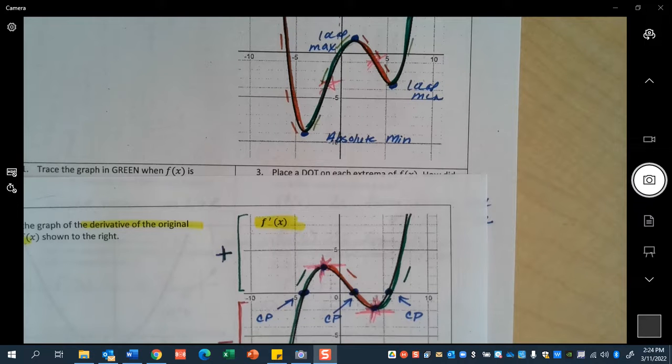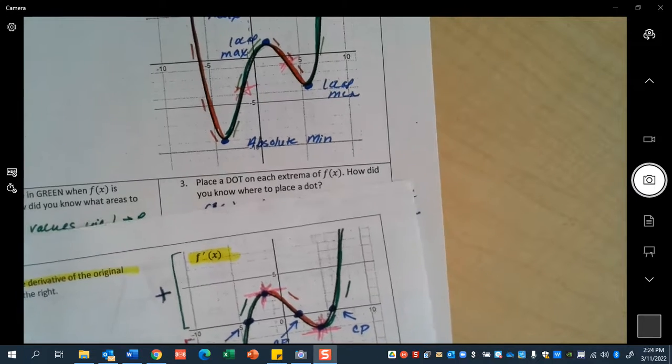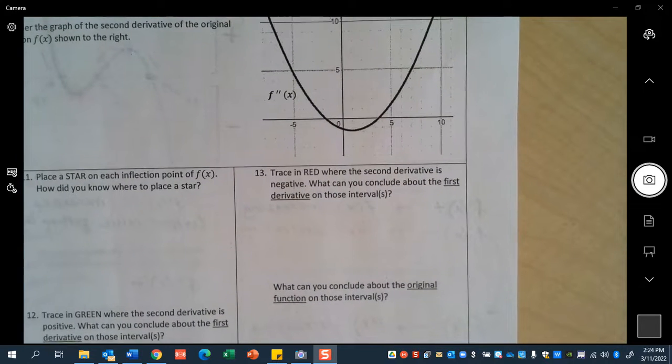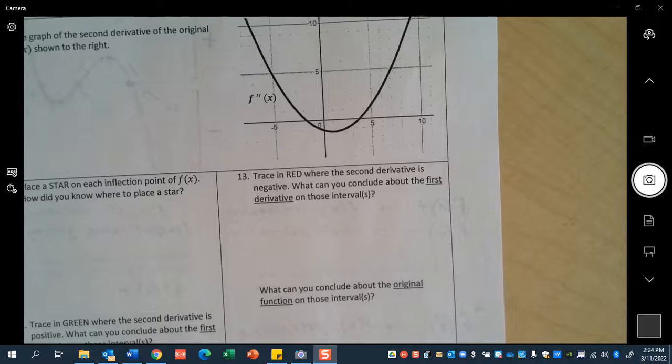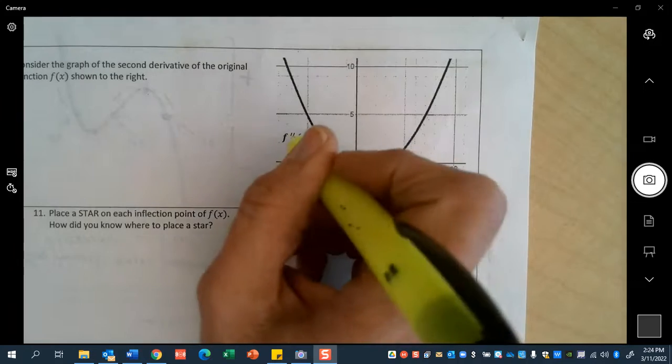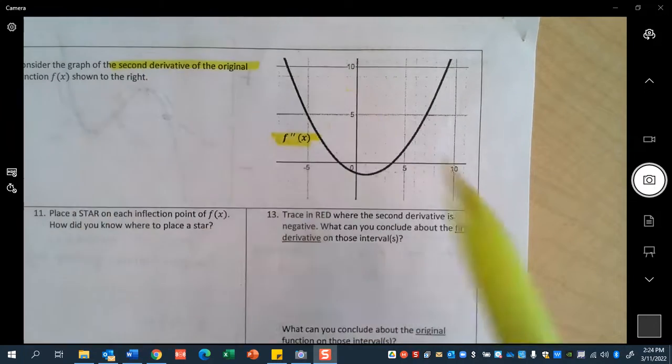So see if you can conceptualize it, because we're going to go, ready, one level deeper. Because what is this a graph of? This is the graph of my second derivative. So note, this is the second derivative of my original graph.